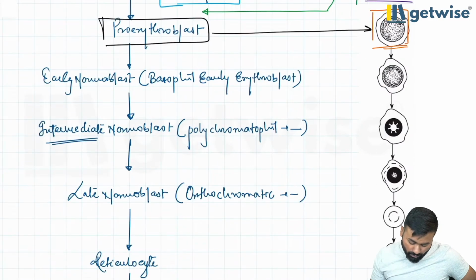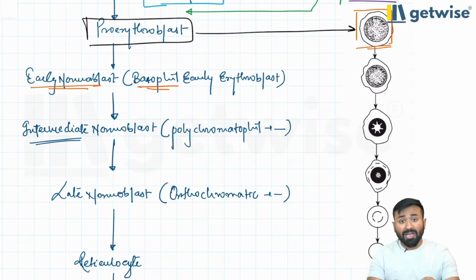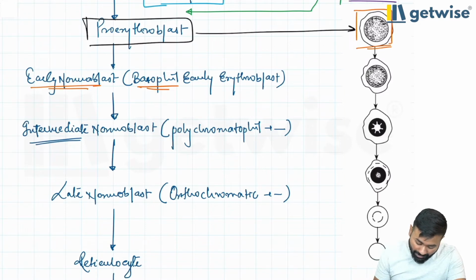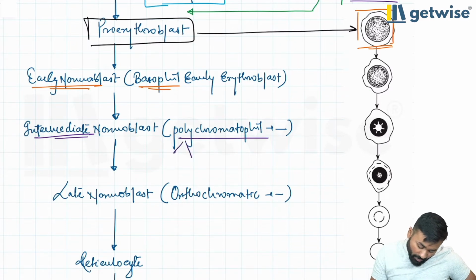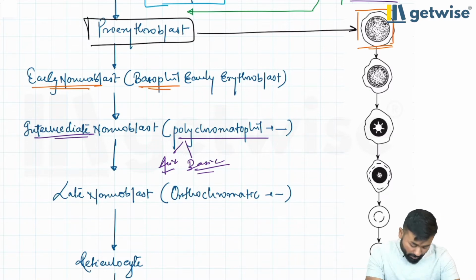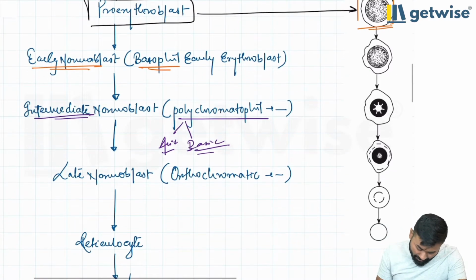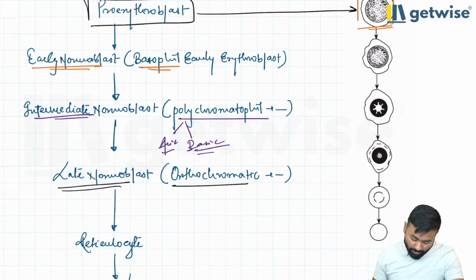After proerythroblast, we have another stage called early normoblast, which is basophilic in nature. It is stained by basophilic dye, so it is also called basophilic erythroblast. The next stage is intermediate normoblast, also called polychromatophilic erythroblast, because it can be stained by acidic or basic dye. The next stage is late normoblast, also called orthochromatic erythroblast.